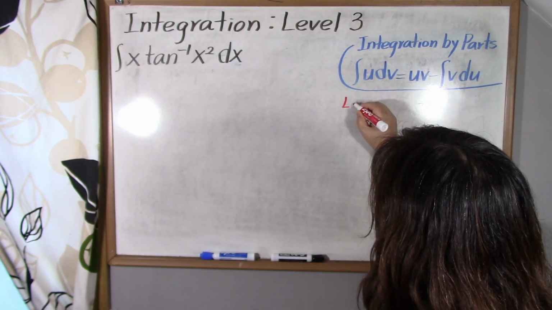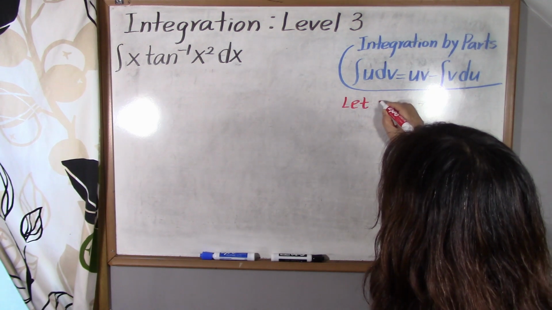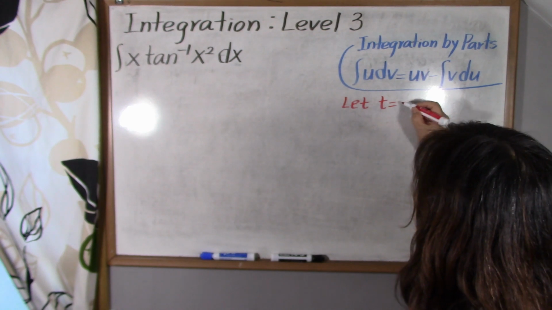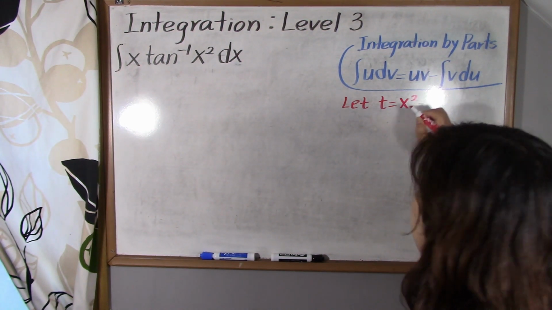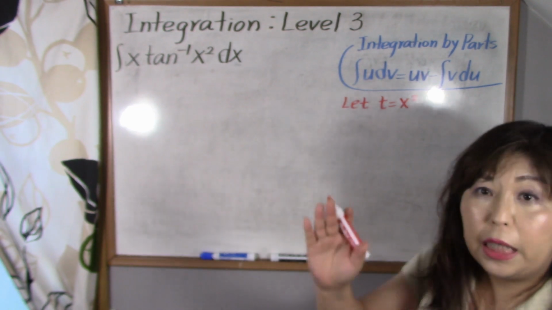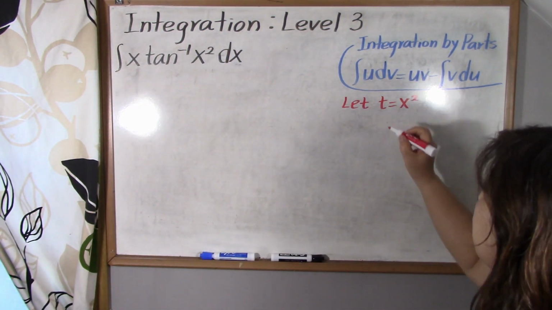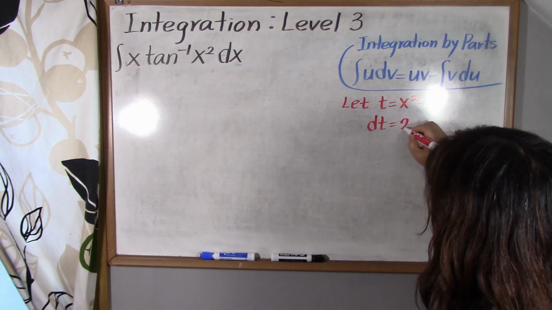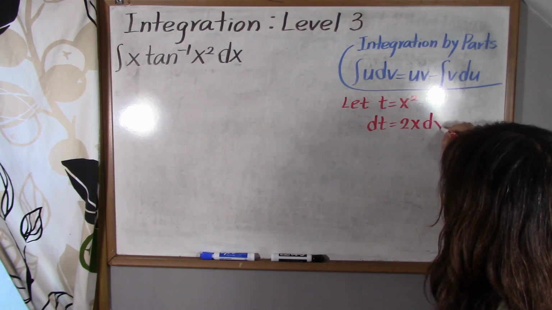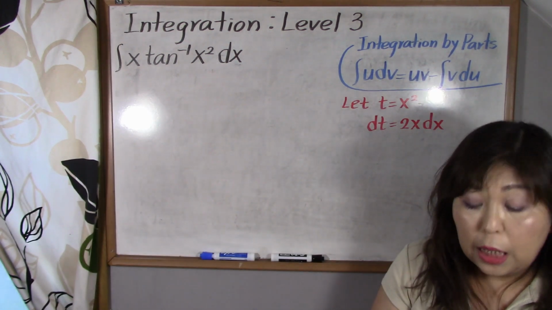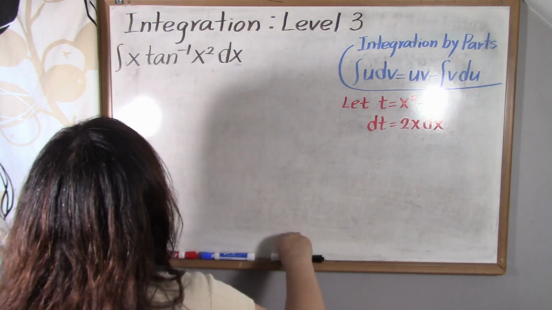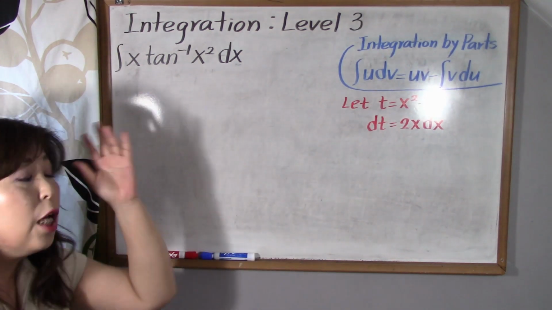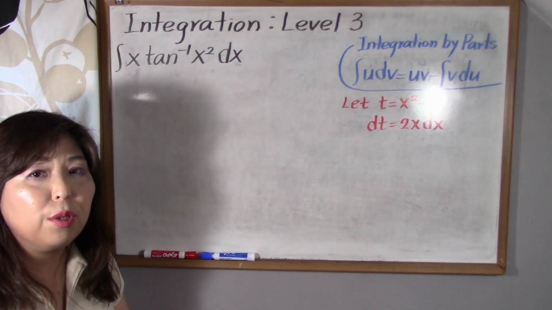We're going to use t this time because we're going to use u later. So t is equal to x squared. Okay? And then next step, we're going to take a derivative of this one. dt is equal to 2x dx. So now we want 2x over here like this. That's the point. It's like the chain rule.